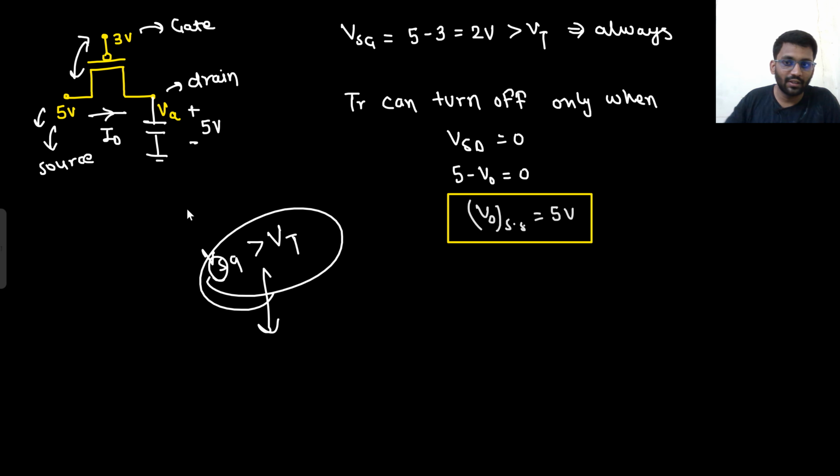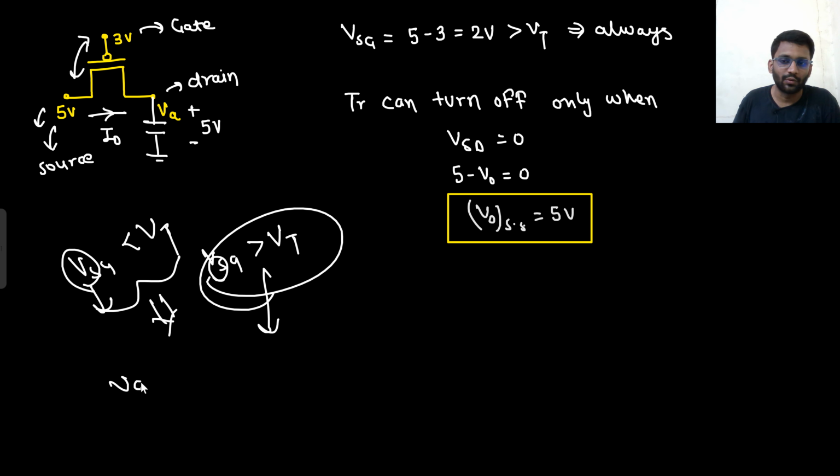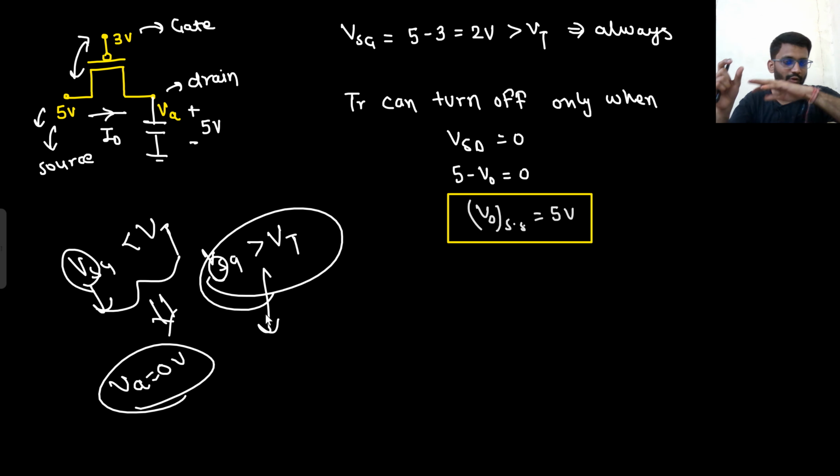But if source potential is low, then VSG would be less. And if VSG is less, what does that mean? The transistor will not even turn on. So your VA would be 0 volt only. So there will be no charge coming on the output. At the output, you need a good amount of charge from the input. So you want your output to charge. For that, you need to put your source to be high. So PMOS can pass good one.